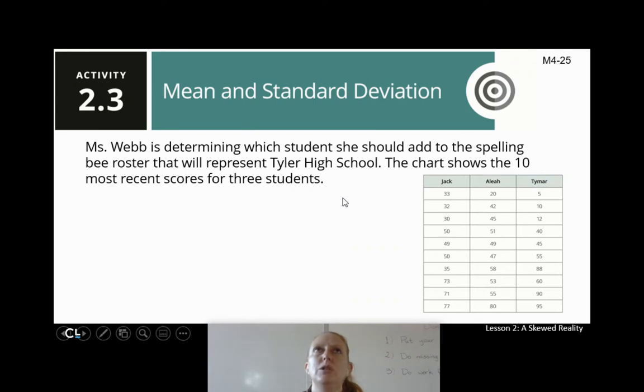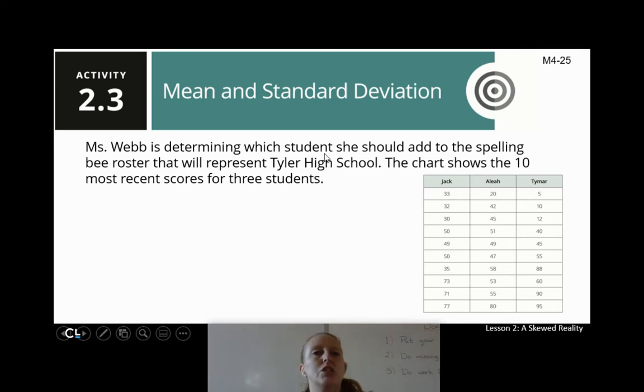So the deal is we use interquartile range as a measure of spread if we've decided that the median is the better measure of center. If we decide that the mean is a better measure of center, then we use something called standard deviation to help us find the measure of spread.